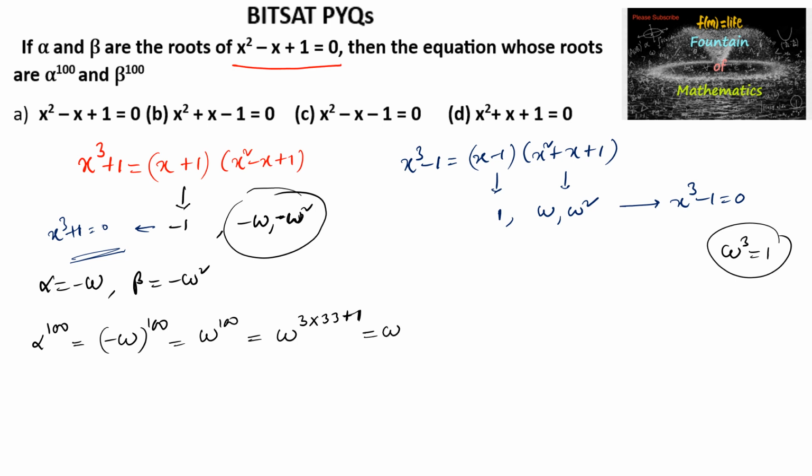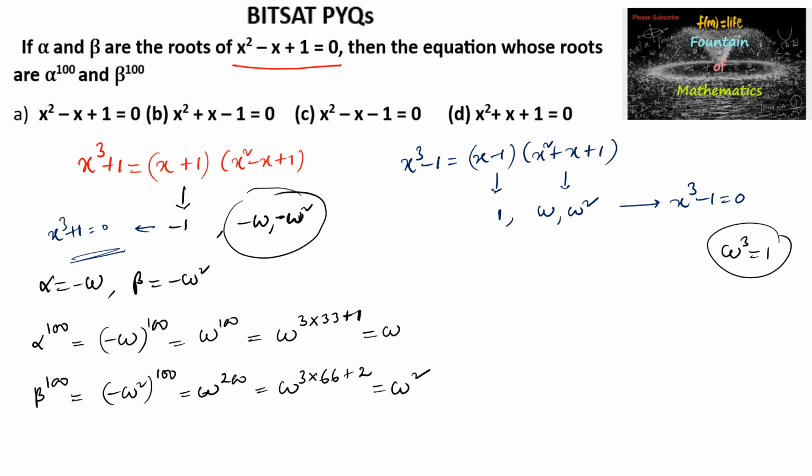And similarly now beta power 100 is equal to (minus omega square) whole power 100, which is equal to omega power 200. And when 200 is divided by 3, 3 times 66 is 198, plus 2. So this is equal to omega square, we can write.